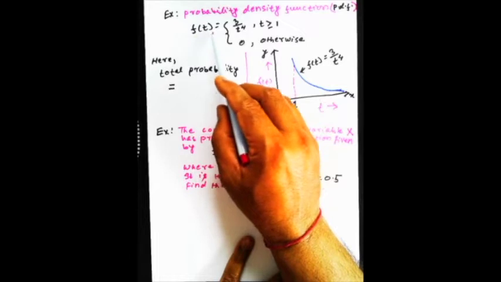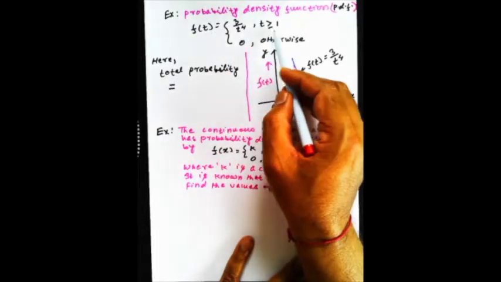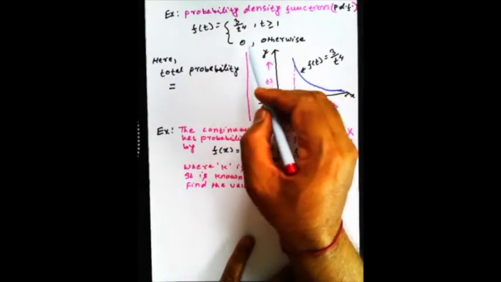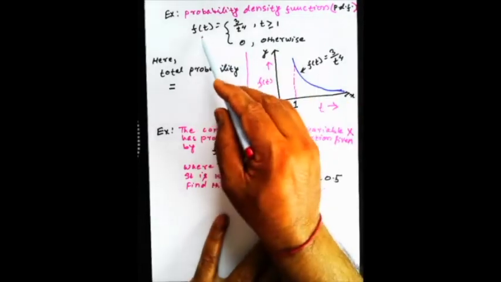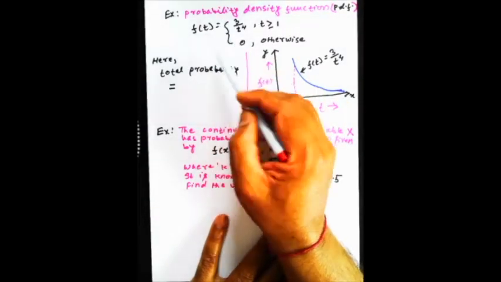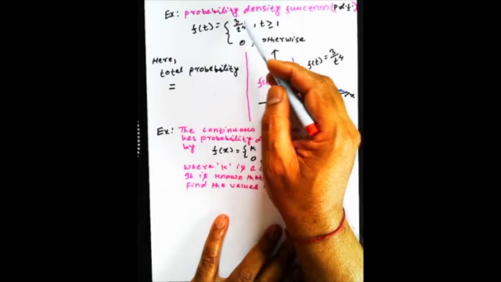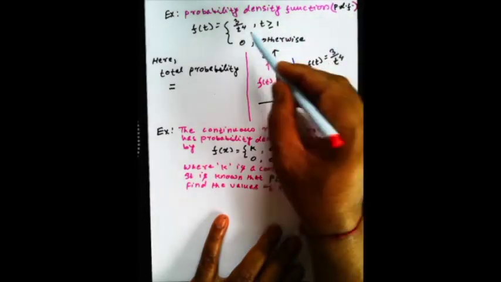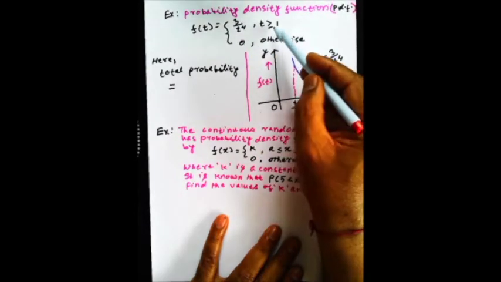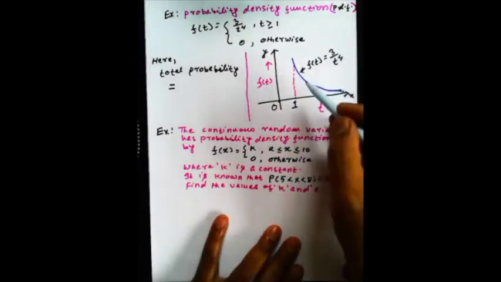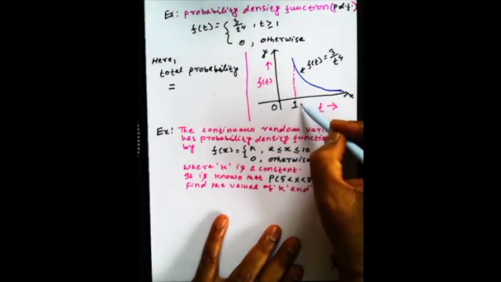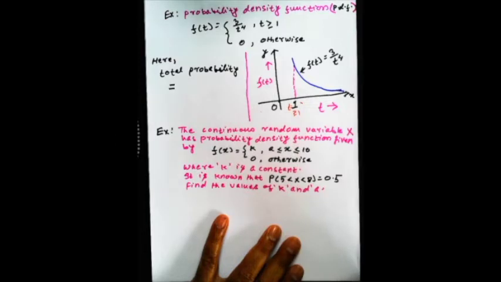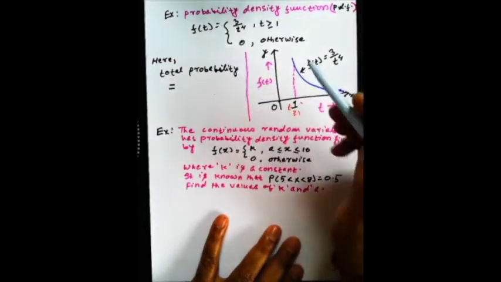So f(t) equals 3 by t^4 for t greater than or equal to 1, and 0 otherwise. What does it mean? That f(t) itself is the probability in the form of a function, and it is defined as 3 by t^4. And it says that 3 by t^4 is only for t greater than or equal to 1. That means for the value of t greater than or equal to 1 only. And 0 otherwise means what actually?